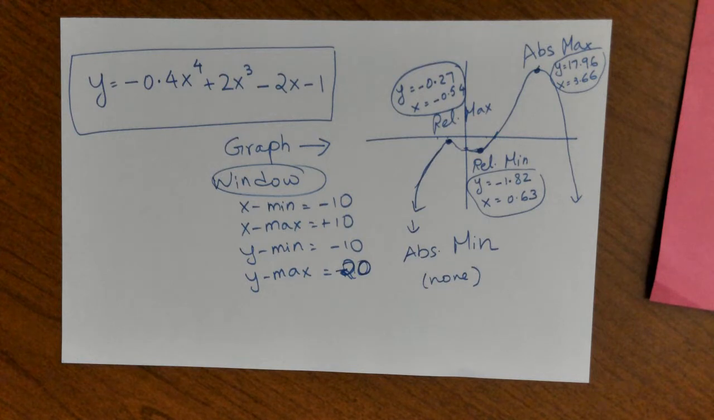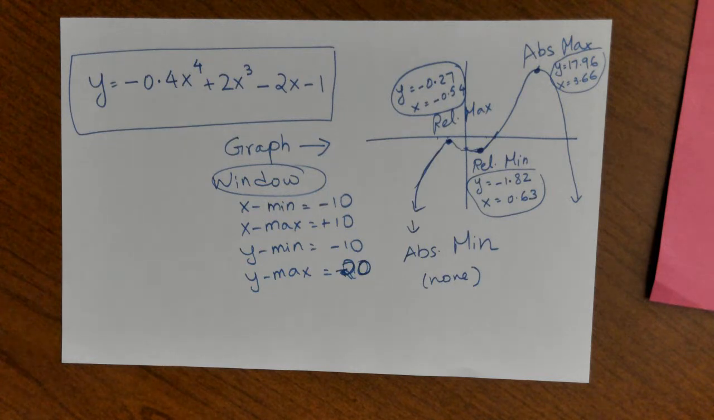Okay, I think maybe your equation is missing an x. Yeah, 0.4x to the fourth power. So you want to do an insert and just put that x.